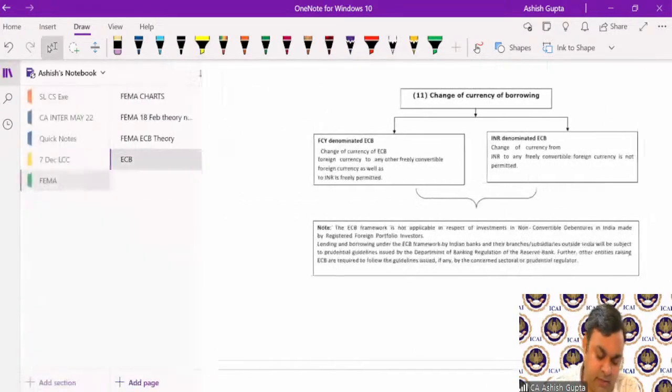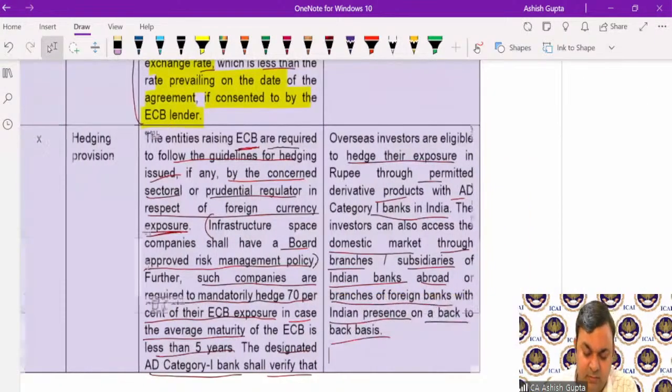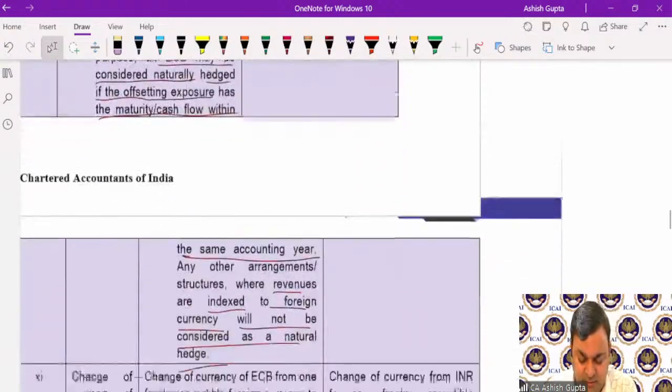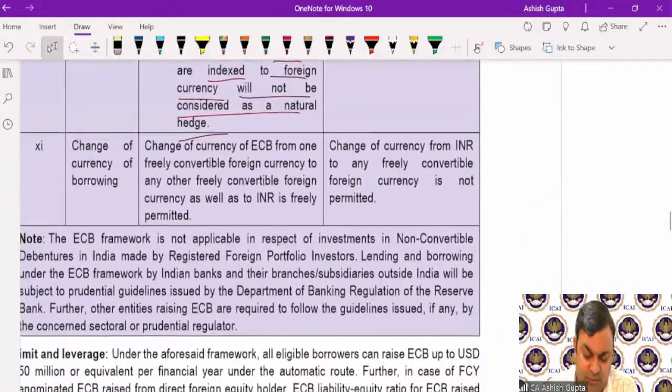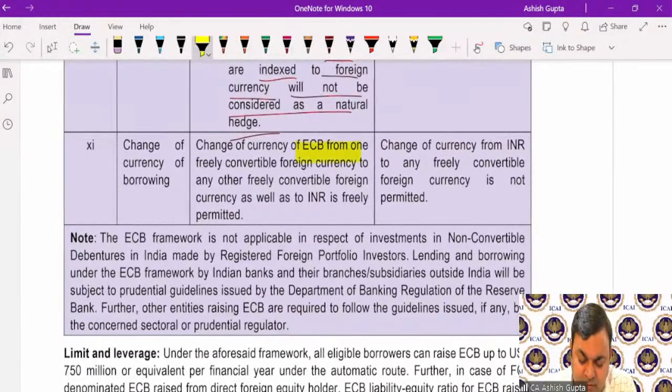Now, the next point is change of currency of borrowing. Change of currency of ECB from one freely convertible foreign currency to any other freely convertible foreign currency, as well as INR, is freely permitted. That is all permitted, right? You can withdraw that amount, you can switch over that amount, and you can adjust accordingly. Change of currency from INR to any freely convertible currency is not permitted. So if a person has obtained any ECBs in INR format, then it is not at all permitted to exchange that for foreign currency borrowing.